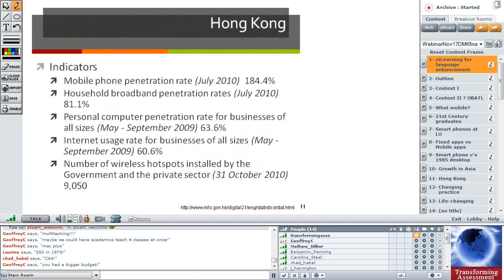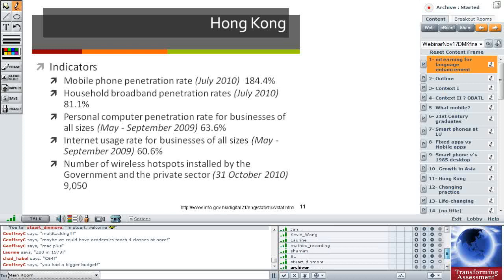But let's switch to the Hong Kong situation again. Mobile phone penetration, these figures are all relatively recent, 184%. That means significant numbers of the population have more than one phone. Broadband is extremely high penetration rates. Personal computers, internet usage rates, and wireless hotspots. Now the last is very, very significant.